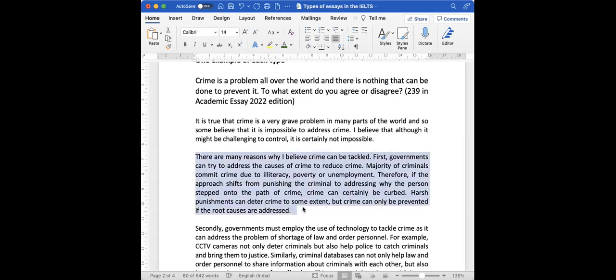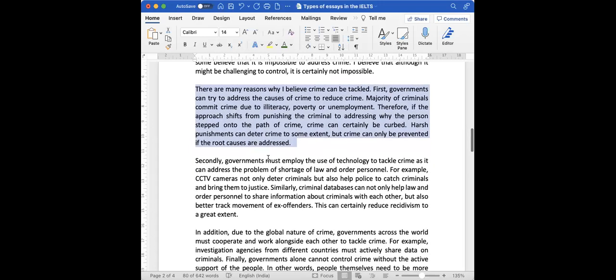Secondly, government must employ the use of technology to tackle crime as it can address the problem of shortage of law and order personnel. अब law and order personnel जो है वो shortage होती है, इसलिए कई बार crime पर CCTV कैमरास जगह जगह इंस्टॉल्ड होते हैं, तो आजकल क्रिमिनल्स पकड़े जाते हैं ना CCTV की वजह से. इसीलिए यस मैम. पकड़े जाते हैं.